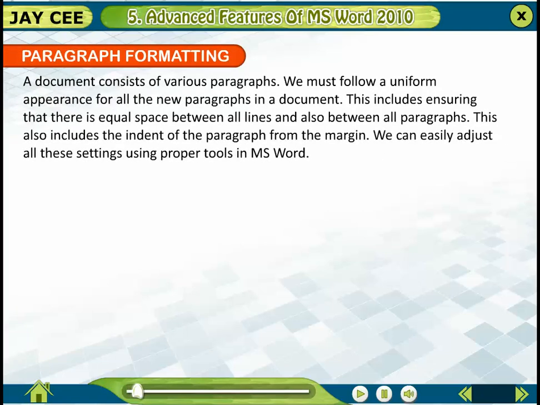Paragraph formatting. A document consists of various paragraphs. We must follow a uniform appearance for all the new paragraphs in a document. This includes ensuring that there is equal space between all lines and also between all paragraphs. This also includes the indent of the paragraph from the margin. We can easily adjust all these settings using proper tools in MS Word.